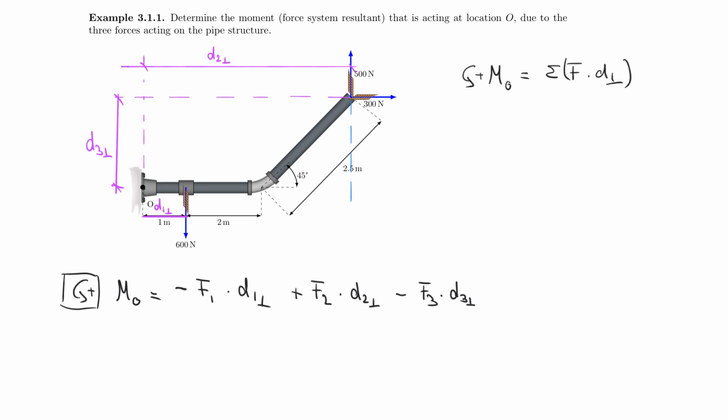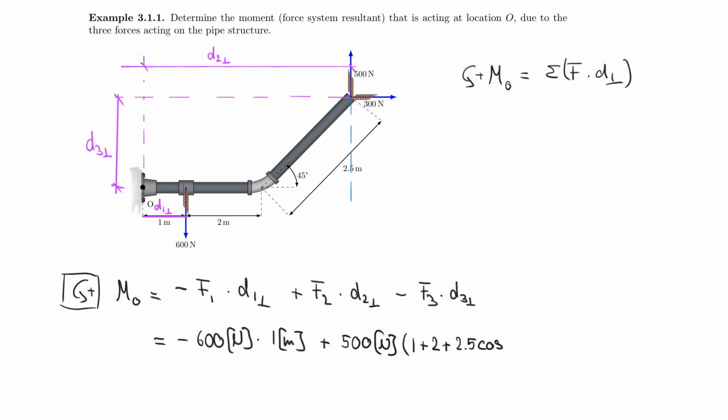At this point it's just mathematics, so that should become easy. So minus F1, which is 600 Newton, multiplied by the lever arm, which was 1 meter. Then we have plus F2, which was 500 Newton. And now, of course, it depends on your geometric understanding. But ultimately, what I have is 1 meter plus 2 meters plus 2.5 times the cosine of 45.